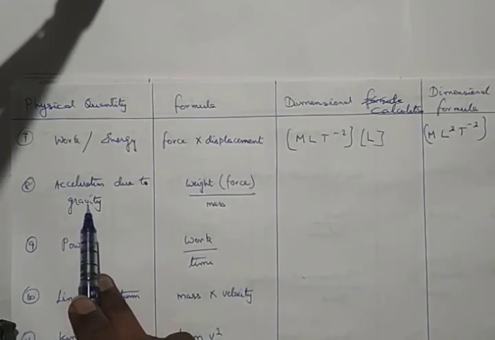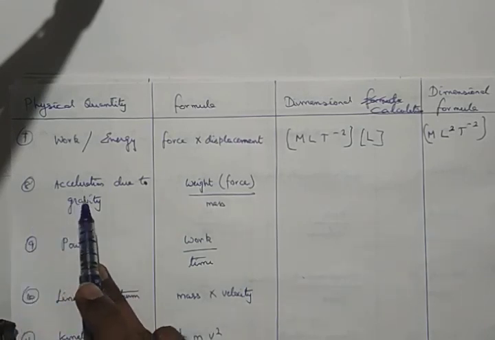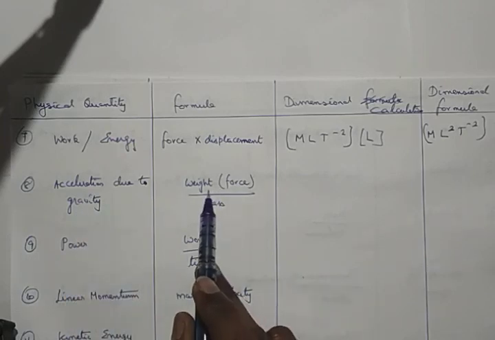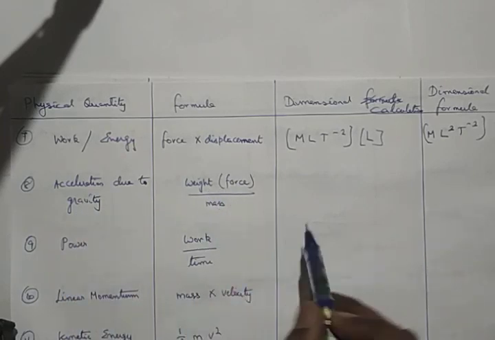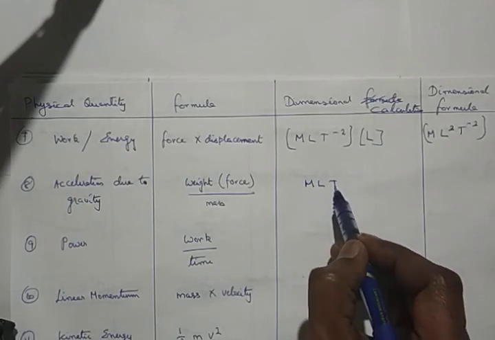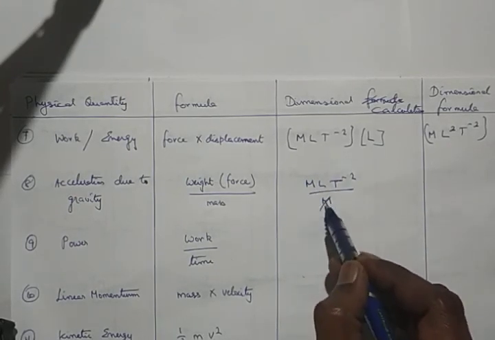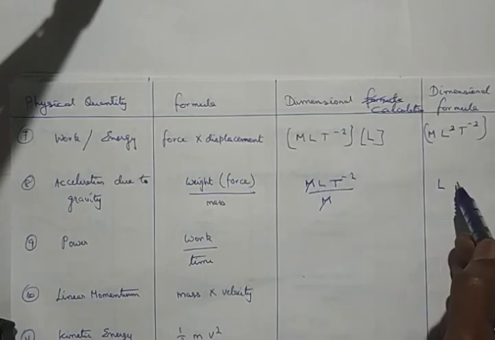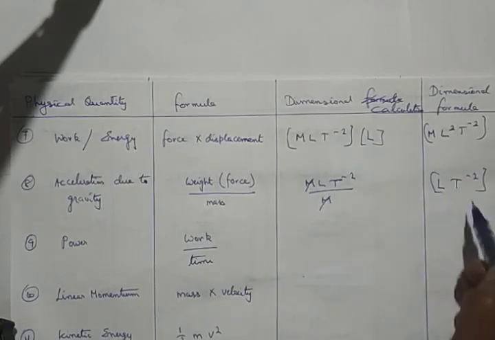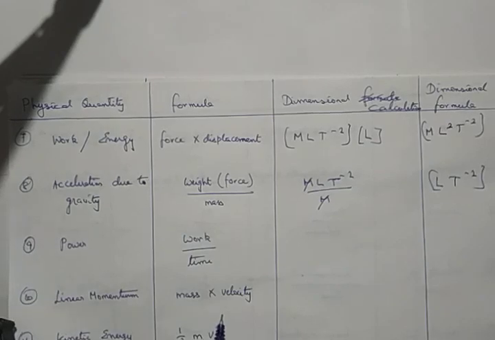Acceleration due to gravity. Remember, we have already done another acceleration before. So both of them, that is also acceleration. This is acceleration due to gravity. Both of them have the same SI unit, so it should have the same dimension. So we know it is going to be weight, that is force upon mass. So MLT minus 2, that is for force, and mass, it gets cancelled. So you get LT minus 2 is the dimension formula for acceleration due to gravity.